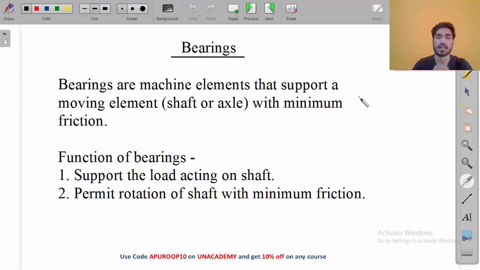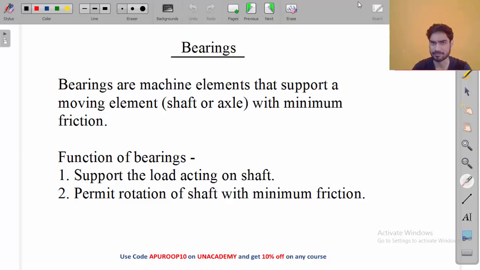Okay. Now, my friend, bearings are machine elements that support a moving element with minimum friction. Moving element means in any machinery, there will be at least one moving element like a shaft, which is rotating continuously, or sometimes it is an axle. What is the difference between shaft and axle? We have discussed this.